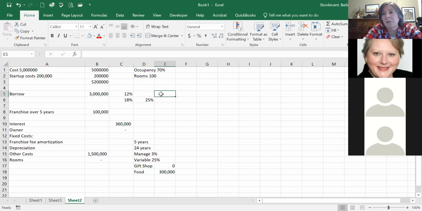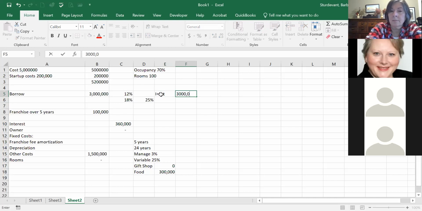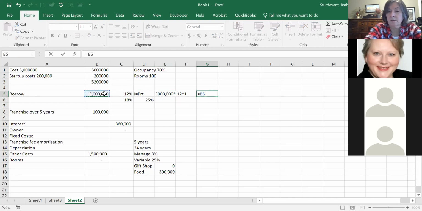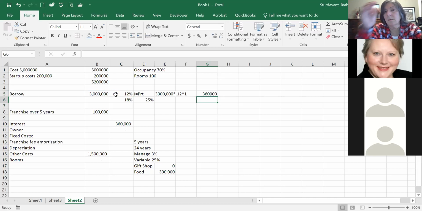So we're going to calculate the interest. Again, we're using the I equals PRT. So it's going to be the 3 million times the 12% times 1 year. Okay, I'm just going to move this over. So all we're going to do is calculate. We're going to have $360,000 in interest. I already calculated. All right, are you okay with that?